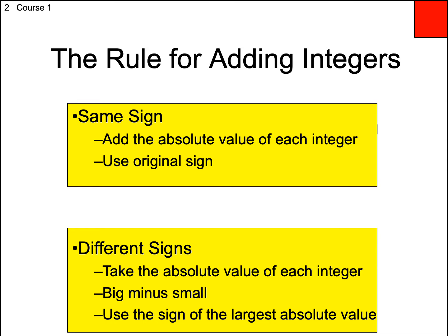The rule for the same sign: you take the absolute value of both numbers, add, and then use the original sign. If you're adding positives, the answer is positive. If you're adding negatives, the answer is negative.